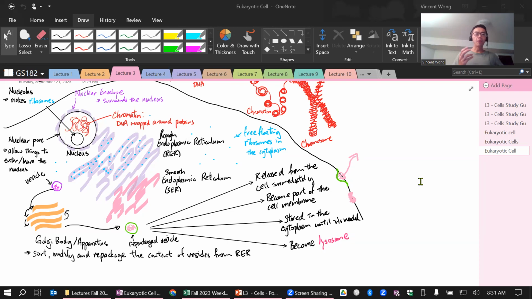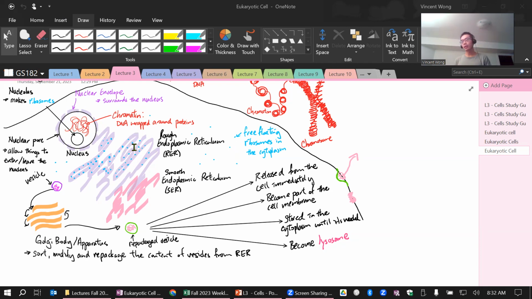So the rough ER is the endoplasmic reticulum that has ribosomes on them. Ribosomes are made in the nucleolus, the center of the nucleus, and they are these tiny dots that actually have a large and a small subunit. The ribosomes themselves are made up of proteins as well as something called rRNA, ribosomal RNA. Some of these ribosomes will be floating on their own in the cytoplasm. Others will be attached to the endoplasmic reticulum.